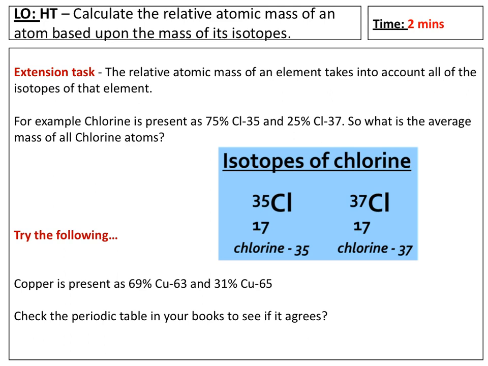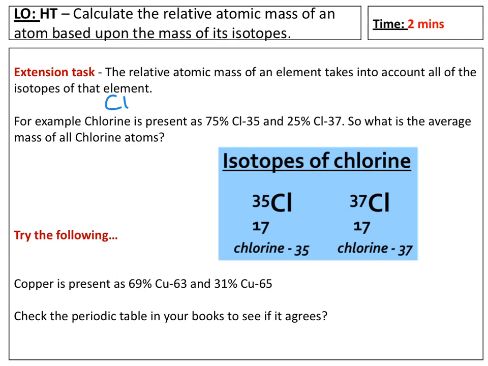Okay, an extension task. This relates to the relative atomic mass of an element. This is a higher tier type question. It appeared on the previous topic as well. So the relative atomic mass of an element takes into account all of the isotopes of that element. For example, chlorine, so chlorine is Cl on the periodic table. It's near the top right hand corner, just below fluorine. Chlorine is present as 75% chlorine 35 and 25% chlorine 37. So what would the average mass of the chlorine atoms be?